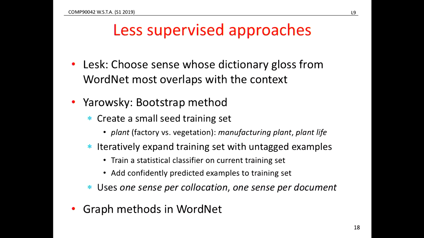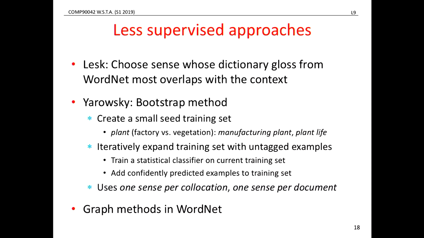Another approach uses the idea of self-training, or bootstrapping. You create a very small training set. For instance, if you're looking at plant, factory versus vegetation, you find some instances of the phrases manufacturing plant and plant life, and you say that one is always the manufacturing sense and one is always the vegetation sense. Then you train a classifier to look at the context and predict one or the other, and then you use that classifier to identify more data that it can automatically label and treat as training data. You do this over and over again. This is called self-training in machine learning.